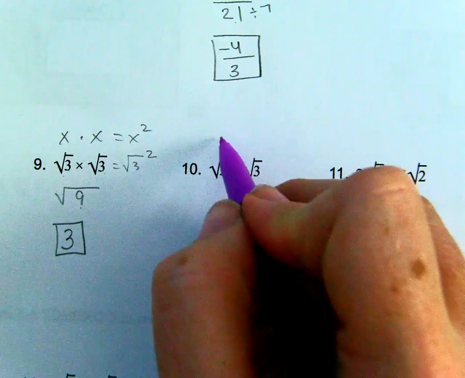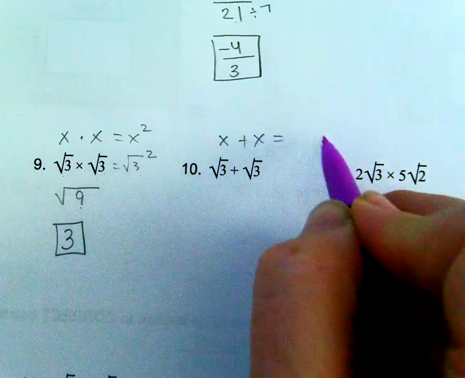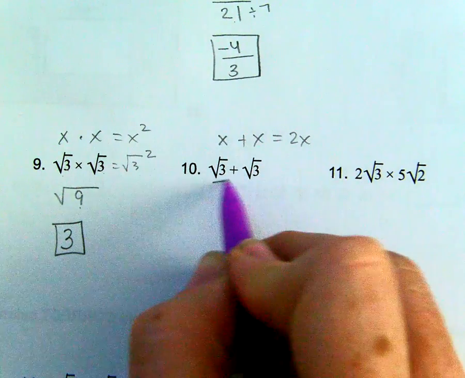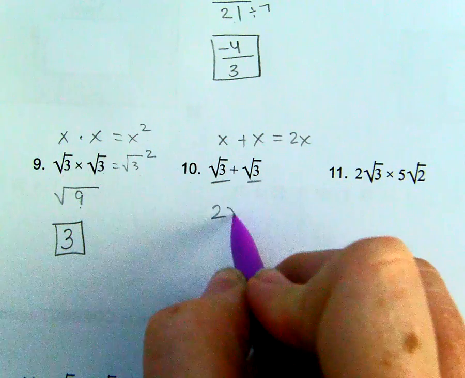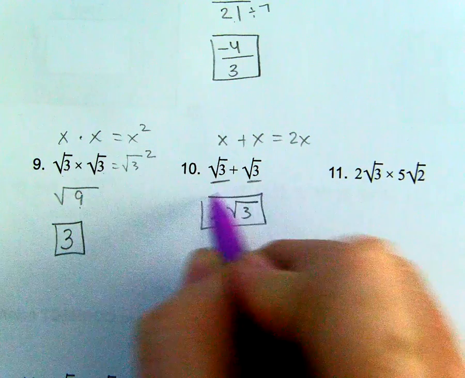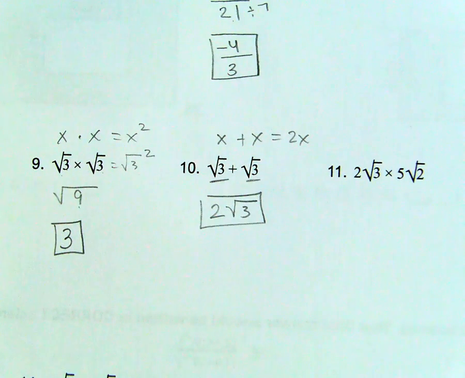But when I add x plus x, I end up with 2x. So if I add square root of 3 plus square root of 3, I just end up with 2 of those square root of 3s. So we just want to combine them like they're like terms.